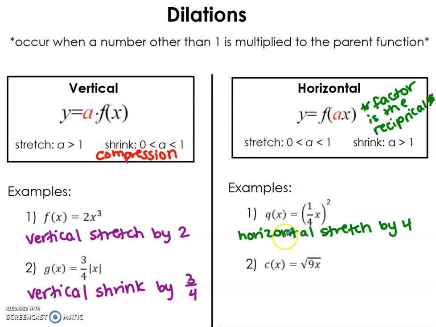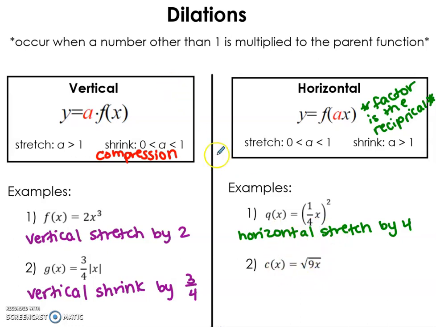And literally every time that you're writing the word stretch, whether it's vertical or horizontal, the factor that follows it has to be a number greater than 1. And every time we write the word shrink, the factor that follows that has to be a fraction between 0 and 1. So that can kind of help you out as well. So if you knew this was a horizontal stretch, but you put 1/4, 1/4 is not greater than 1, so that couldn't be the number we put after the word stretch.